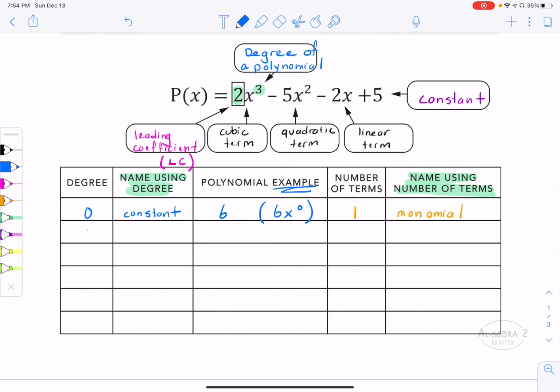If we have a degree of 1, that's called a linear function. An example could be x plus 3. And in this case, we have 2 terms. If you have 2 terms, it's called a binomial.